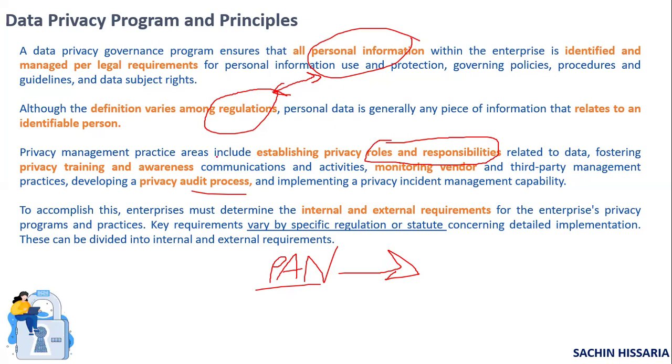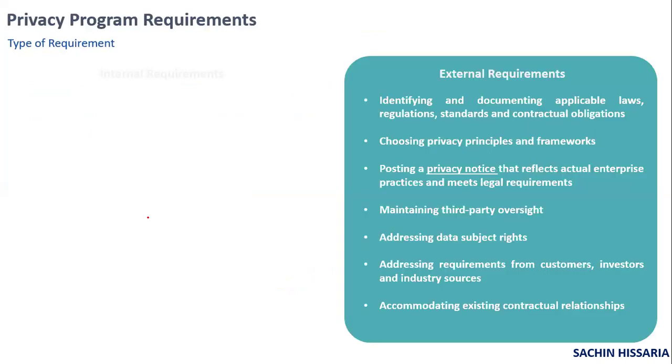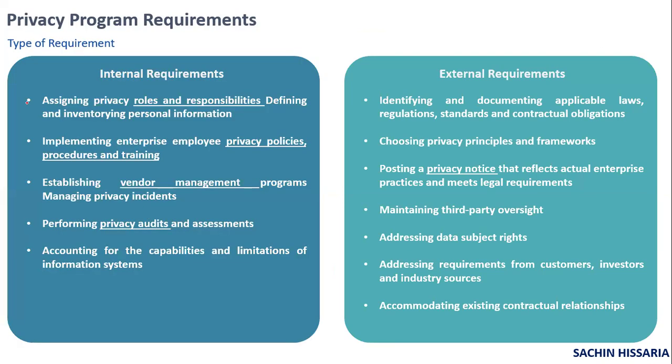Okay. To accomplish this, a company must determine internal and external requirements for the enterprise privacy program and practices. So now what happens is that as a part of the data privacy governance program, a company will identify certain internal and external requirements. Again, these requirements may vary based on certain regulatory requirements, but we will discuss them in a general way. So if I divide the privacy program requirements into internal and external, these are the requirements.